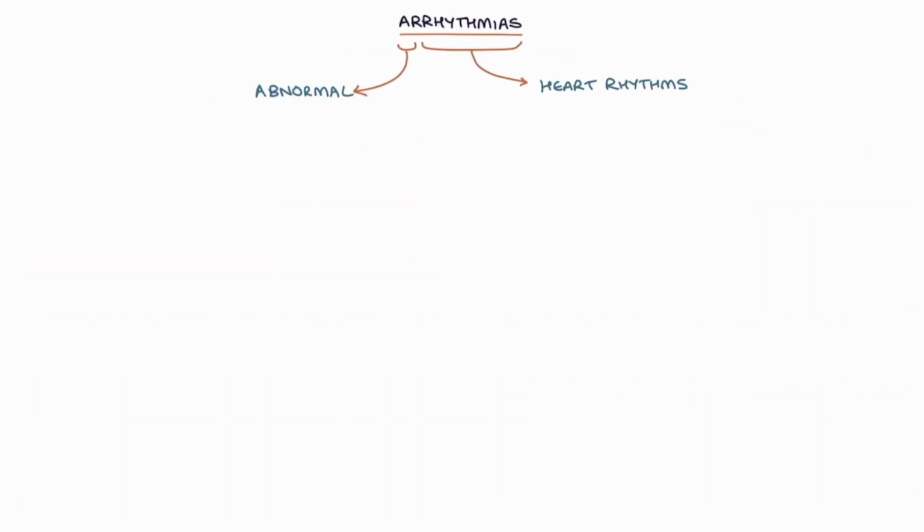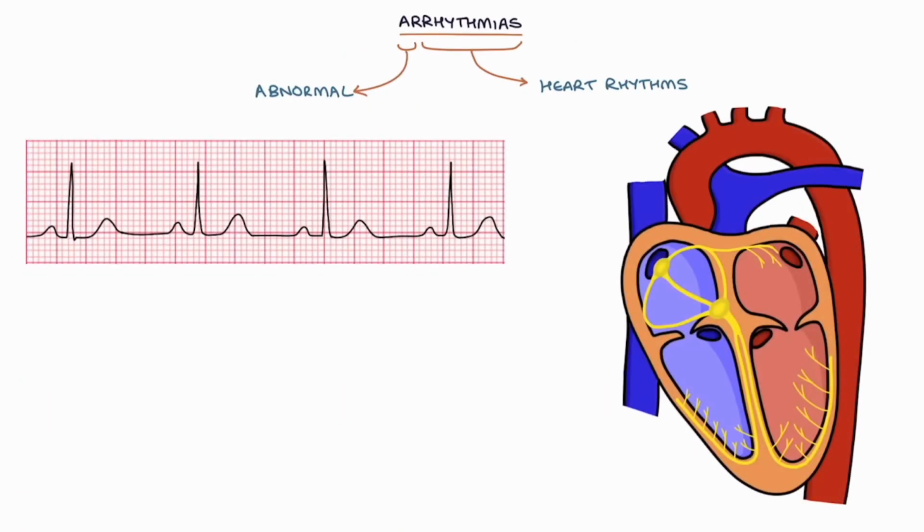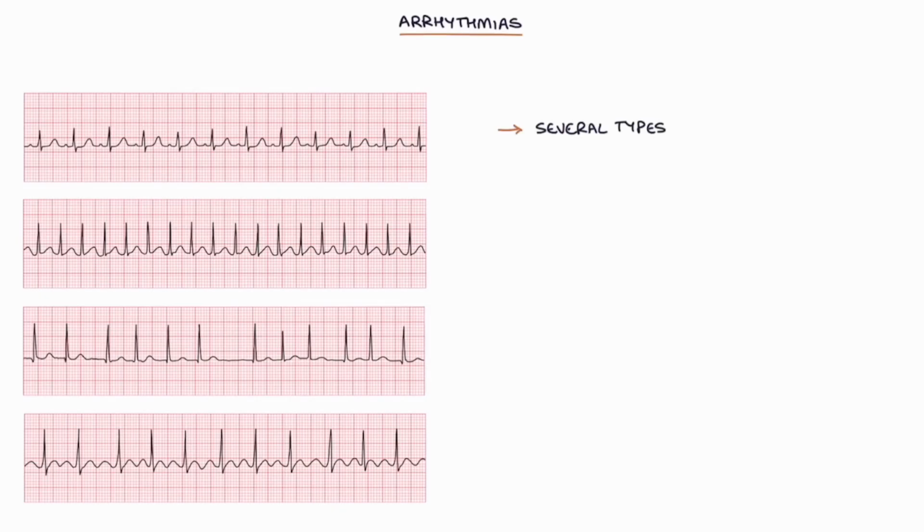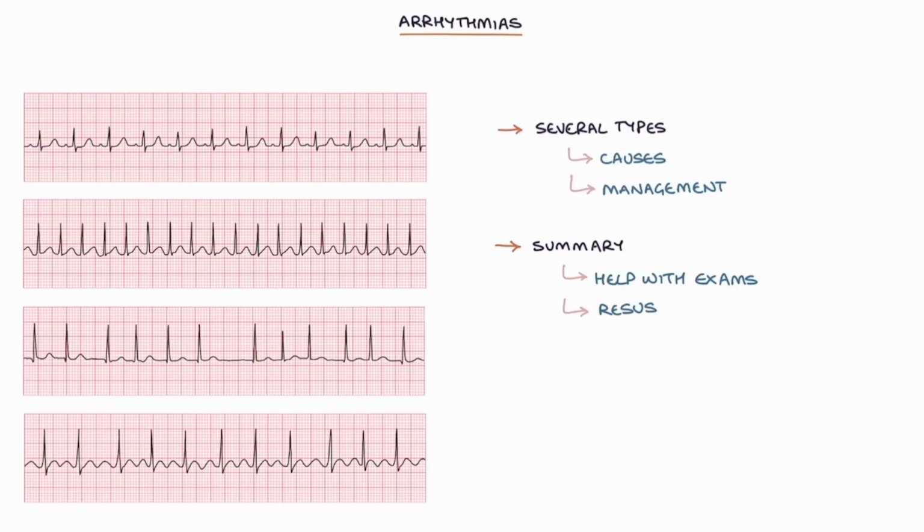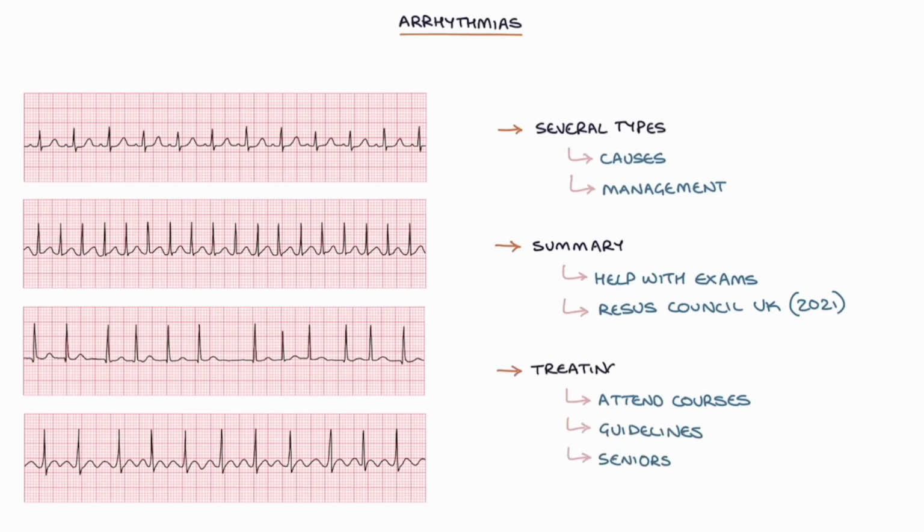Arrhythmias are abnormal heart rhythms. They result from an interruption to the normal electrical signals that coordinate the contraction of the heart muscle. There are several types of arrhythmias, each with different causes and different management options. This section is a summary to help with your exam preparation and is based on the guidelines from the Resuscitation Council UK from 2021. Attend the relevant courses, follow full guidelines, and involve experienced seniors when you're treating patients.